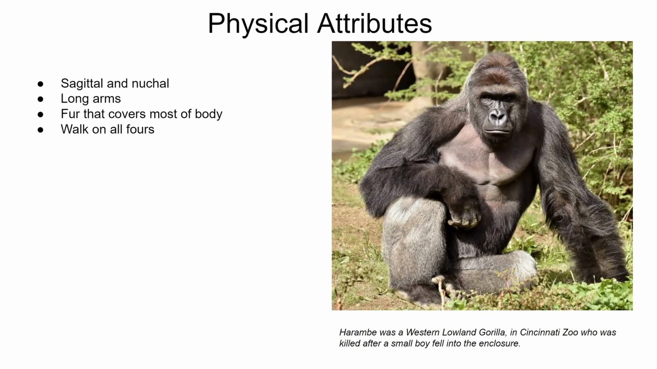They have long arms, so the arms are longer than their legs. They have fur that covers most of the body. So if you look in the picture on the right, they don't have fur on their face. They don't have fur on their chest and some part of their abdominal area. They also walk on all fours. So they do something called knuckle walking. So when they crawl, they use their knuckles rather than their hands planted on the floor to walk.